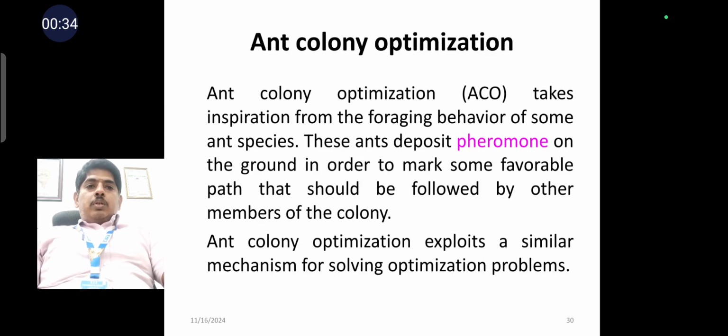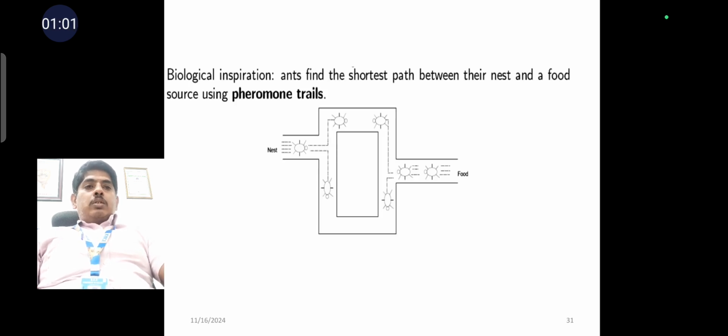It's inspired by the foraging behavior of some ant species. These ants deposit pheromone on the ground in order to mark some favorable path that should be followed by other members of the colony. So ant colony optimization exploits a similar mechanism for solving optimization problems. Now see this figure here. The biological inspiration is that ants find the shortest path between the nest and a food source using pheromone trails.